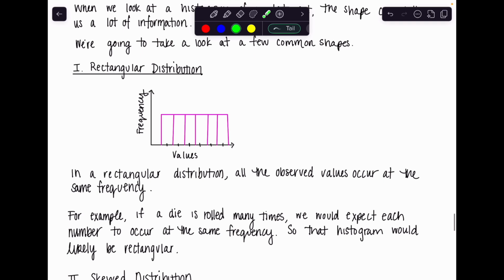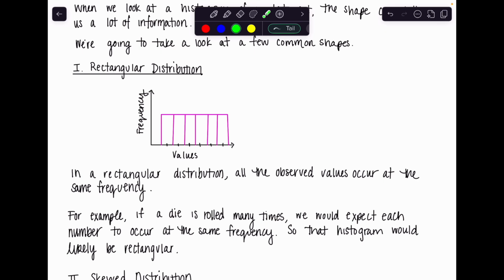So a really good example of this is, say you take a standard die. It's got 6 sides. If you roll that die 1,000,000 times, it's likely that you're going to get an equal number of 1s, an equal number of 2s, an equal number of 3s, 4s, 5s, and 6s. Everything happens with the same chance. So out of those 1,000,000 tries, if you were to plot that histogram, it should be pretty rectangular.